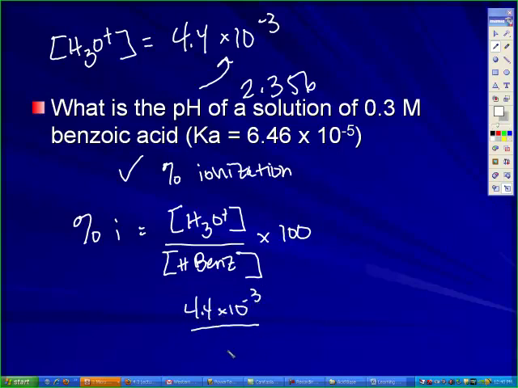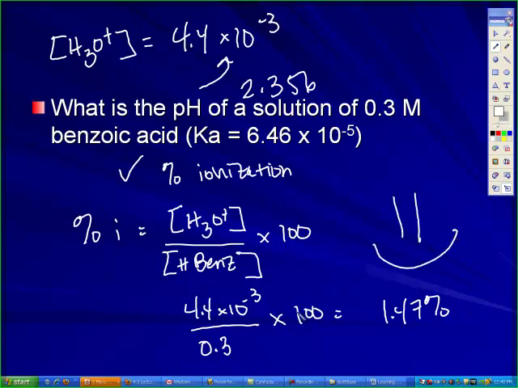Divide that by 0.3. Multiply by 100. That comes out to be 1.47%. So again, well below 5%, so we are good.